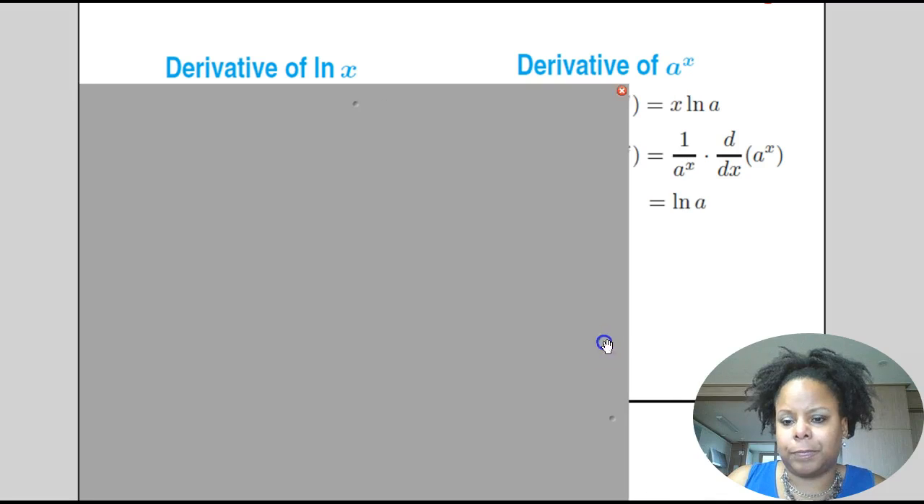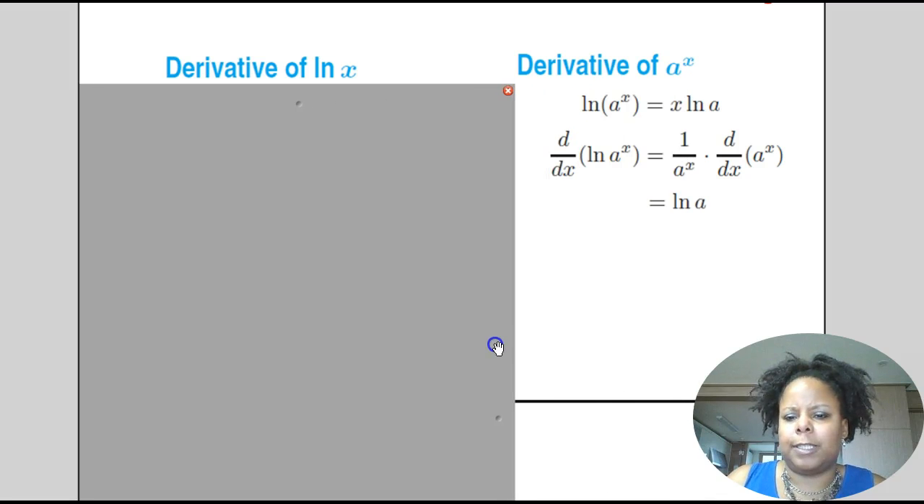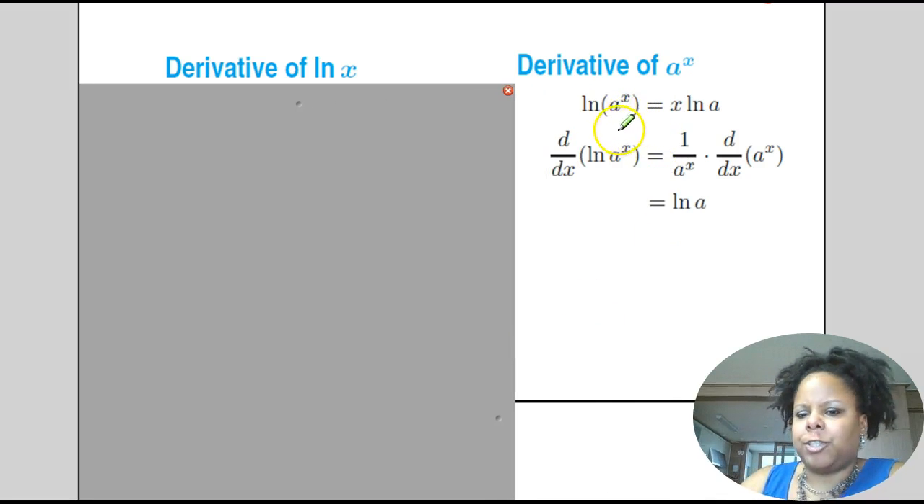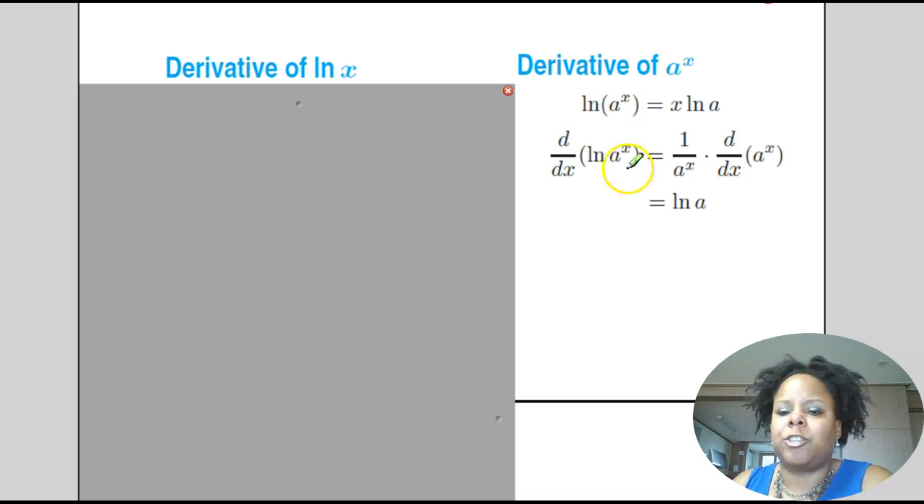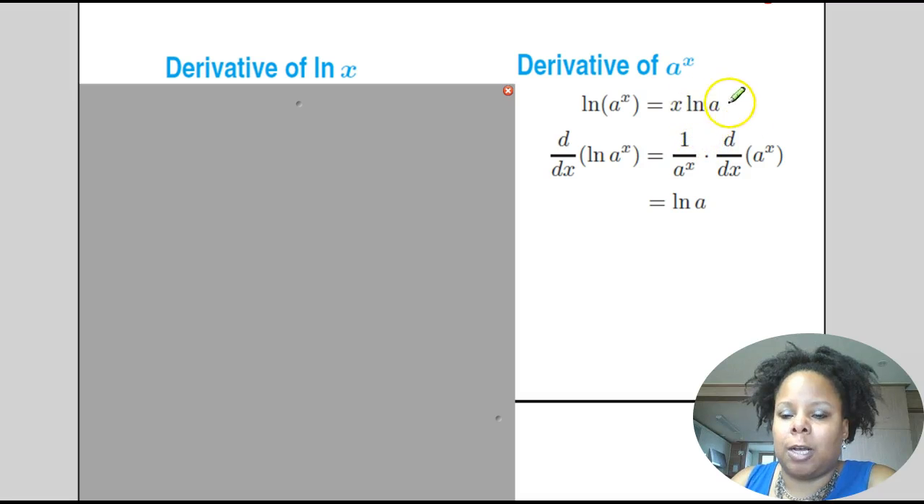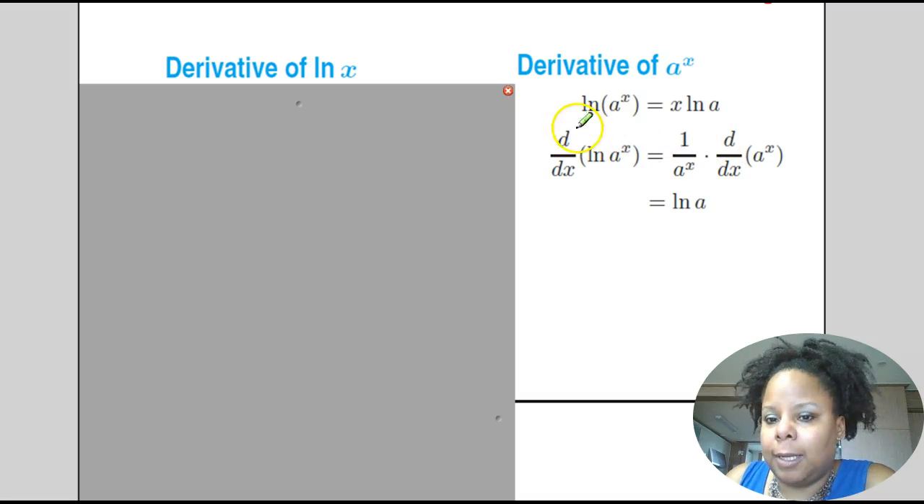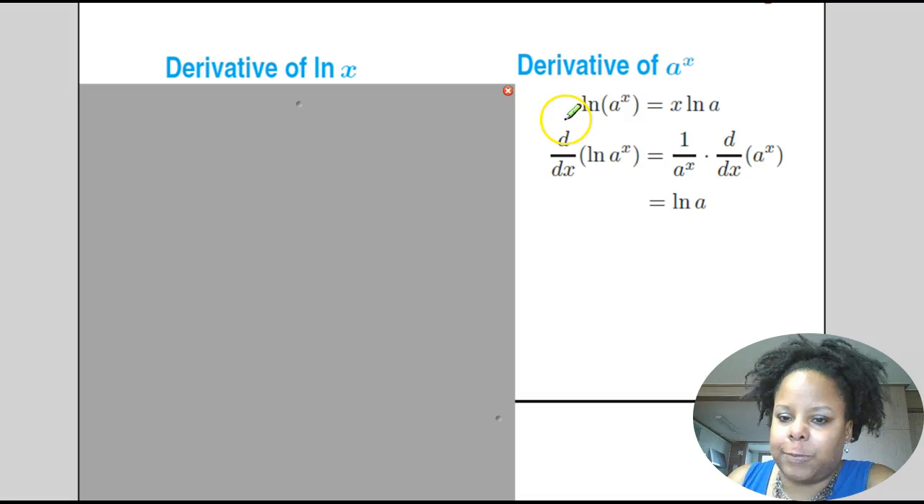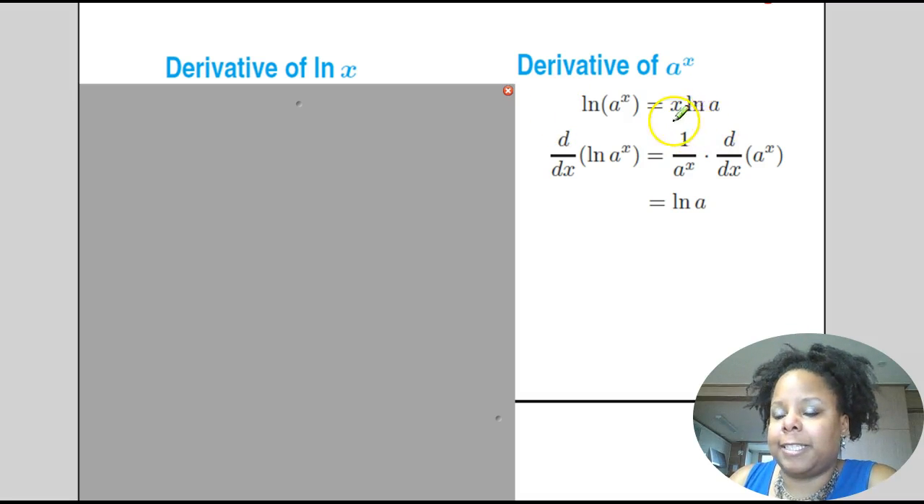Using the same relationship, if you recall, the natural log of a to the x is equal to the natural log of a times x. That's just a property of logs: when you raise something to an exponent, you bring the exponent down, and it's the same thing.